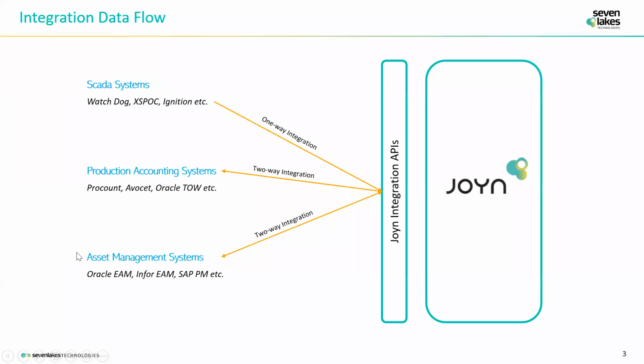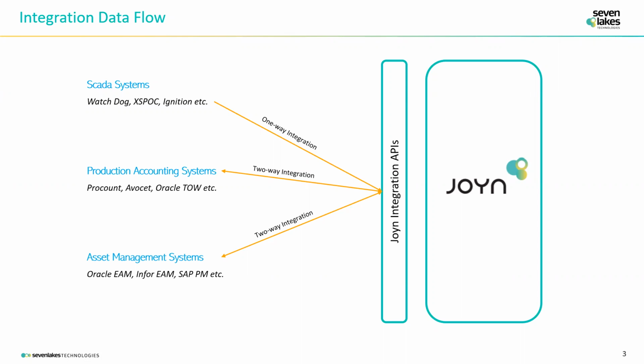Going to the data flow, for any source system data to get integrated with JOYN, we can utilize JOYN integration APIs. JOYN shares documentation about all its integration APIs. The documentation would contain the endpoint information, the method information, the request payload structures, the response payload structures, and other information.